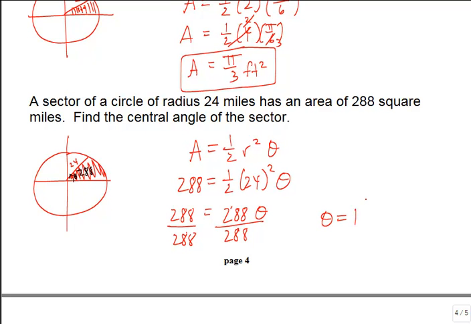And it looks dimensionless because our radius was miles, and we're squaring that, and we get miles squared over here as well. So it looks like our units cancel out, but remember that your angle theta is always being measured in radians. Okay?